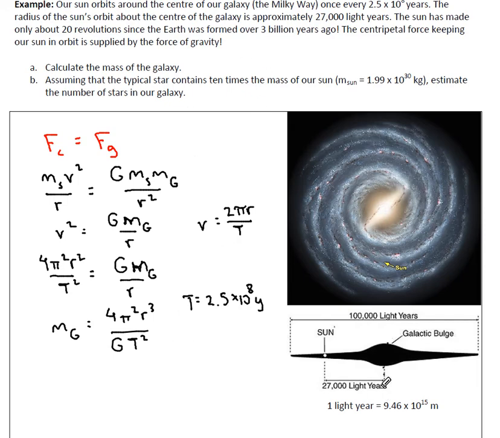For r, the distance from the galactic bulge to the sun is 27,000 light years. So r is equal to 27,000 light years from the center. We have to convert that into meters, and we're going to multiply that by 9.46 times 10 to the 15 meters for every light year. So it's a huge distance.